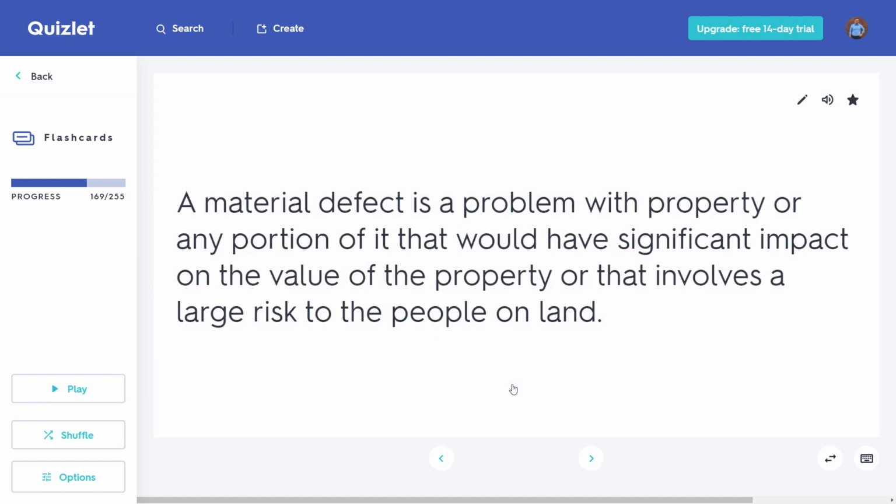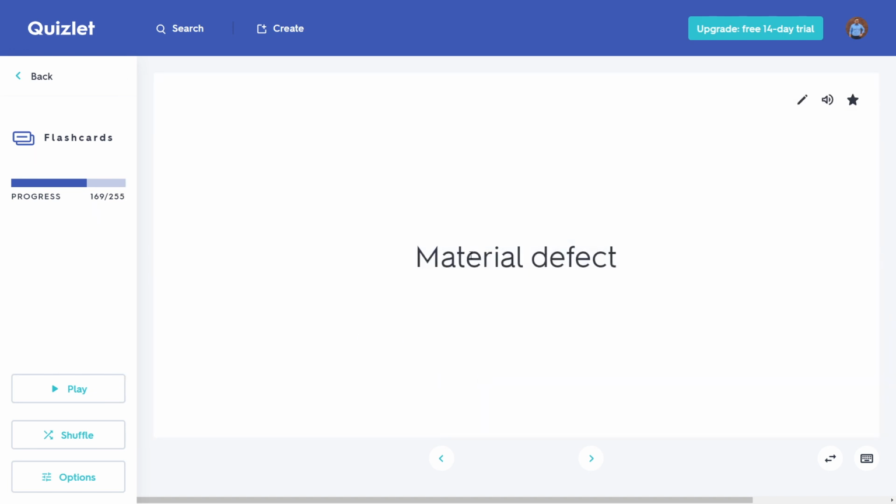All right, so a material defect is a problem with property or any portion of it that would have significant impact to the value of the property or that involves a large risk to the people on the property. So this is something that is going to have a huge risk to the people on it. So maybe the roof is on the verge of collapsing, something like that. Yeah, it's significant. So when you think of material, just think of large, big, high risk, that sort of deal.